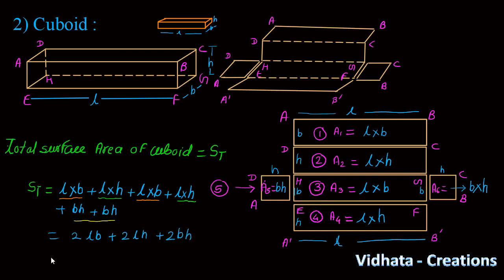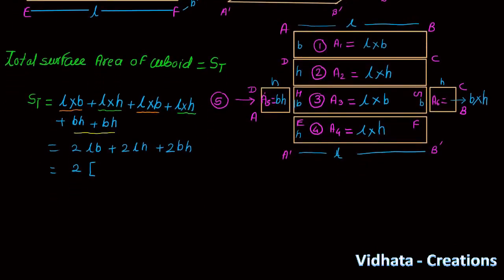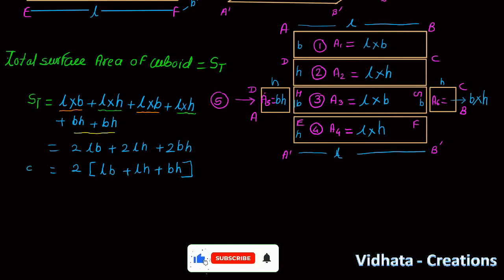And from here, if you take 2 common, what is left inside the bracket? In the bracket you will get L multiplied by B, LB plus LH plus BH, with 2 common. This is the total surface area of a cuboid. Thus you can calculate the total surface area of a cuboid.